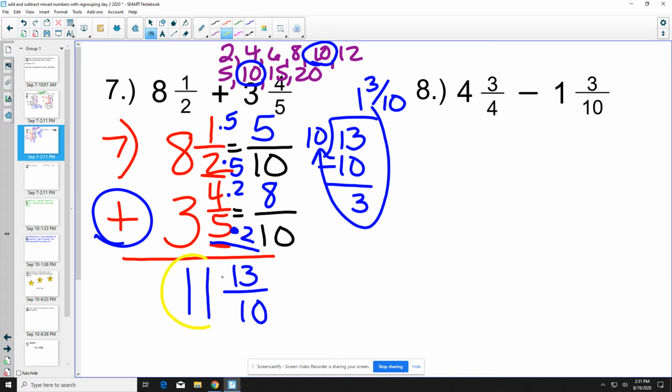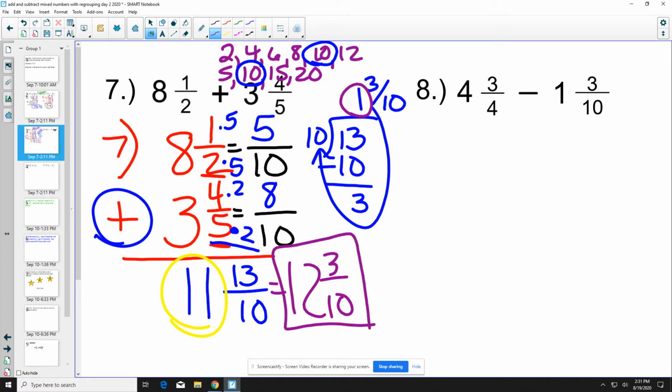Because look back here, I got an 11. I've got the whole number 11. So I have to add 11 to this 1 to get 12 and 3 tenths. And 3 tenths is in simplest form because the only number that goes into 3 and 10 is 1. So this would be my final answer.